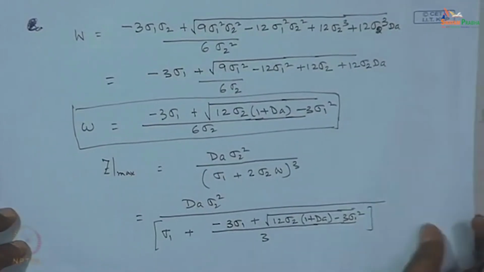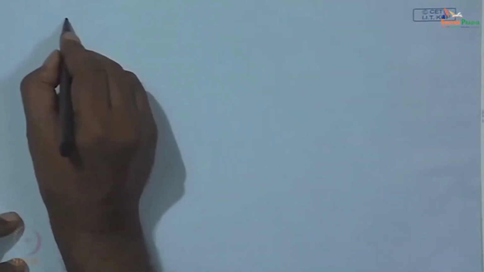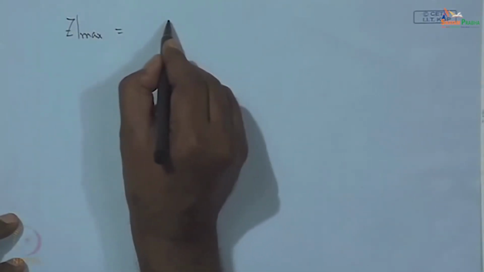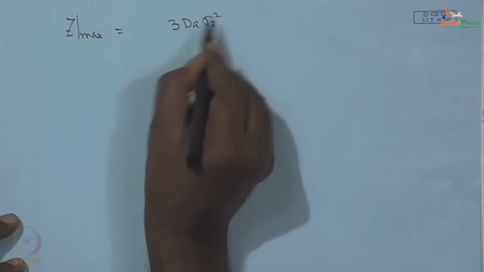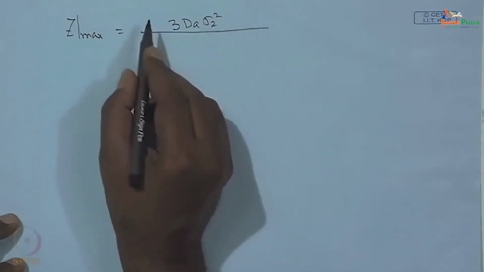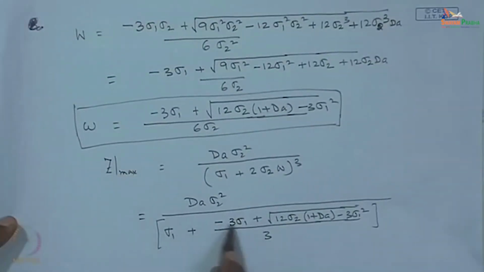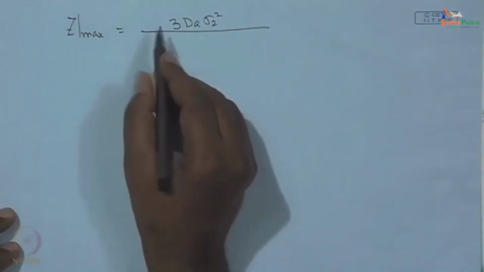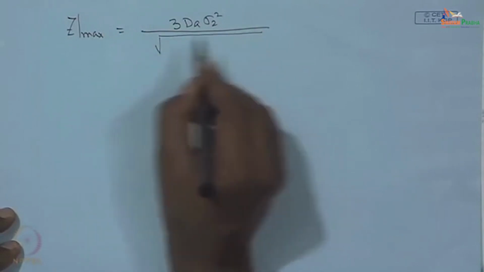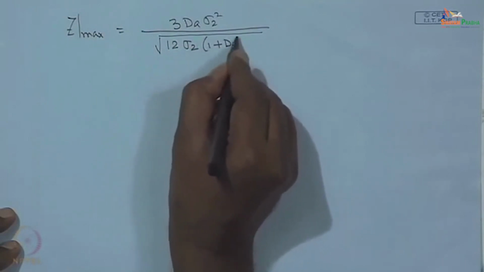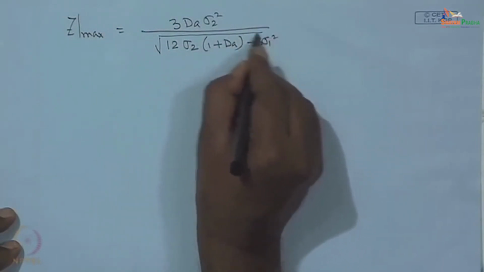Okay. So, it becomes a bit more complicated. So, we write down that equation once again in a neat compact form. Z max is equal to 3 dA sigma 2 square divided by 3 sigma 1 in this equation. 3 sigma 1 and minus 3 sigma 1 will simply cancel out. So, that makes our life simpler. So, this becomes root over 12 sigma 2 into 1 plus dA minus 3 sigma 1 square.